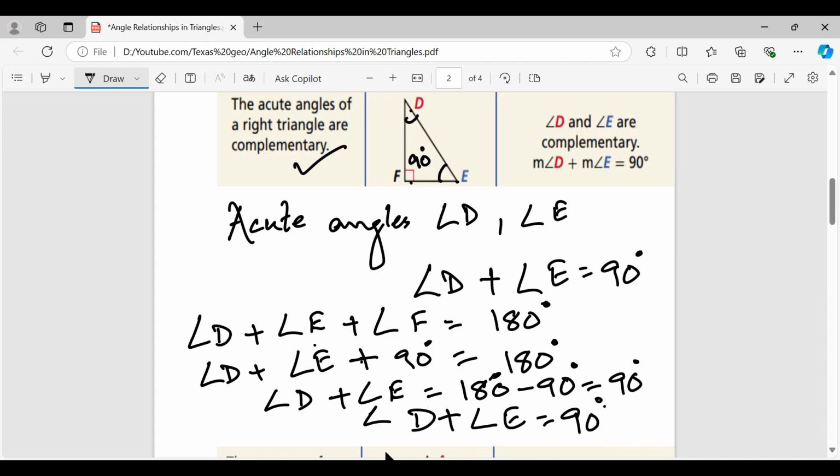So hence we have proved that acute angles of a right triangle are complementary. See, acute angles are D and E and their sum is 90 degree. Hence the acute angles of a right triangle are complementary. I hope this is clear to everyone. Yeah. Let's move to next question.